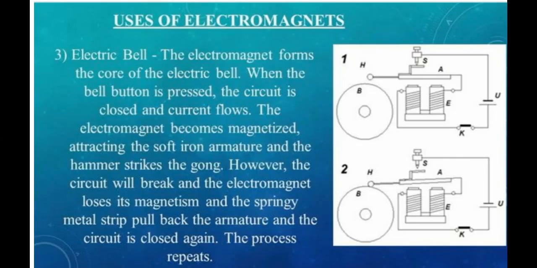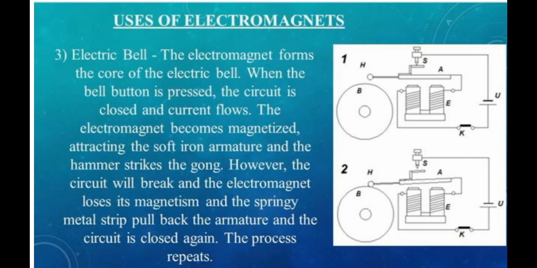As you have studied in class 7 about the electric bell, the electromagnet forms the core of the electric bell. When the bell button is pressed, the circuit is closed and the current flows. The electromagnet becomes magnetized, attracting the soft iron armature, and the hammer strikes the gong. However, the circuit then breaks and the electromagnet loses its magnetism, and the springy metal strip pulls back the armature and the circuit is closed again. This process repeats continuously, as you can see in the figure.